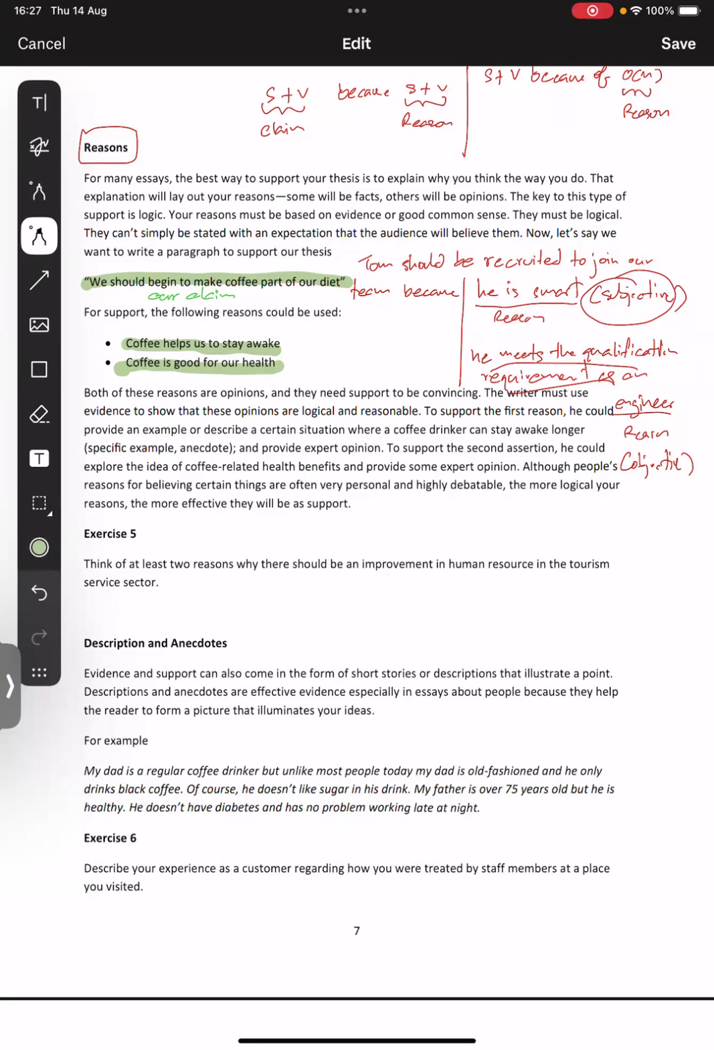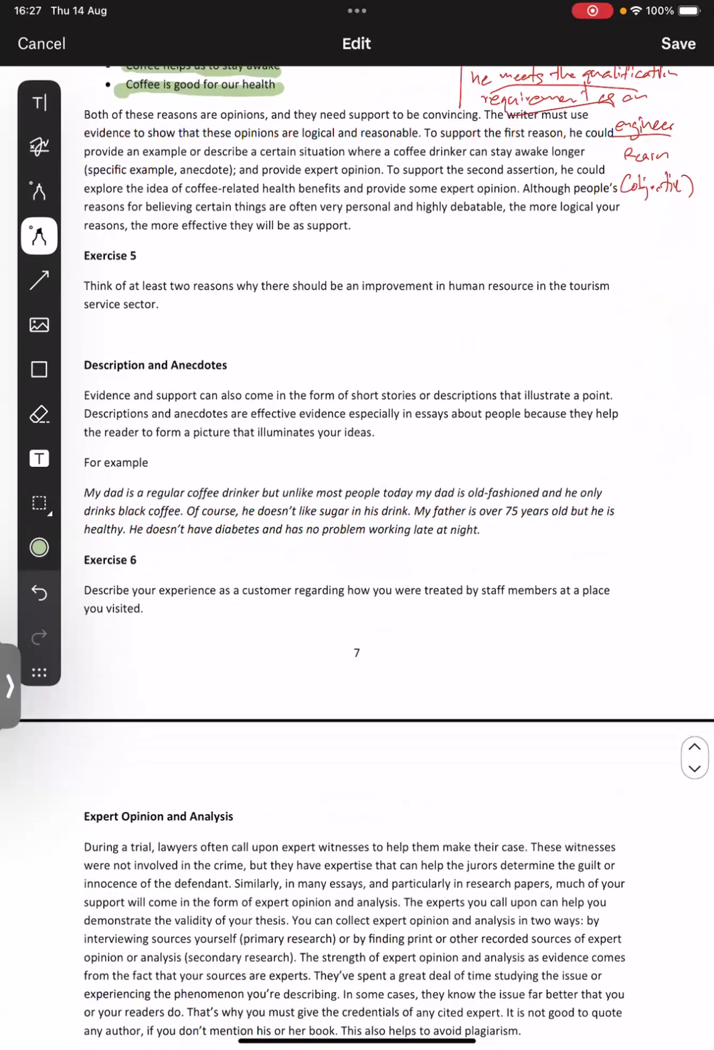Okay. Now, let us do exercise 5. Think of at least 2 reasons why there should be an improvement in resources, human resource in the tourism service sector. All right, I'll give you maybe 3 minutes to think about it, and then I'll walk you through if you can't find any.